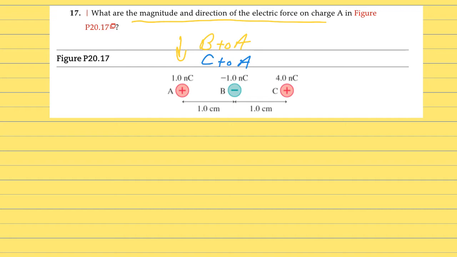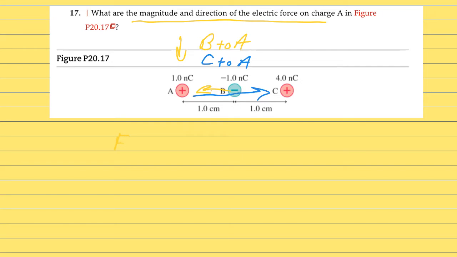They are opposites, so they want to come together. So the force from B to A would be that way, and then from C to A, they would want to go apart. So they are going to be in opposite directions, so we're going to subtract whatever they are. So I feel like we have to do two problems. We're going to have to do the force. I'll go with yellow first.